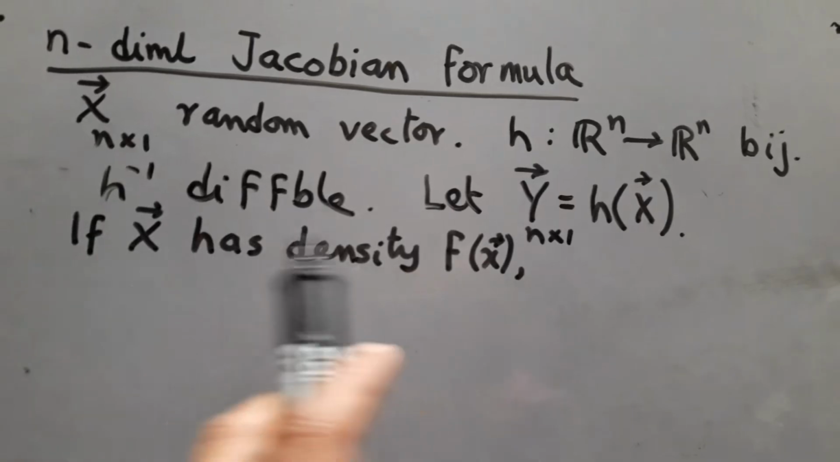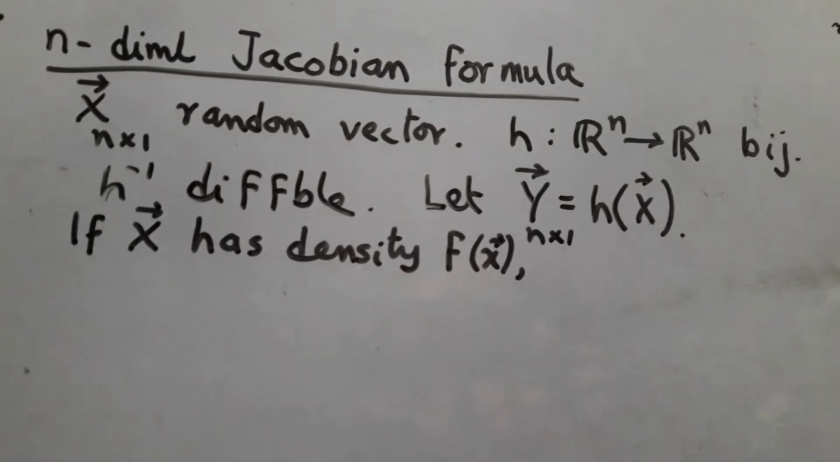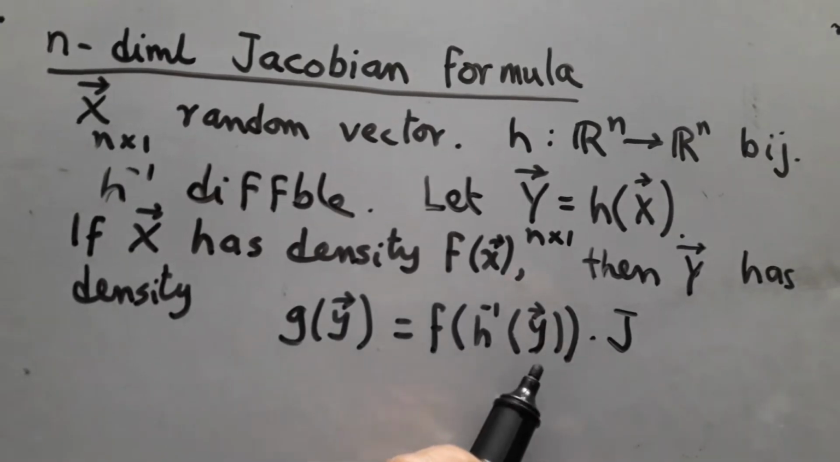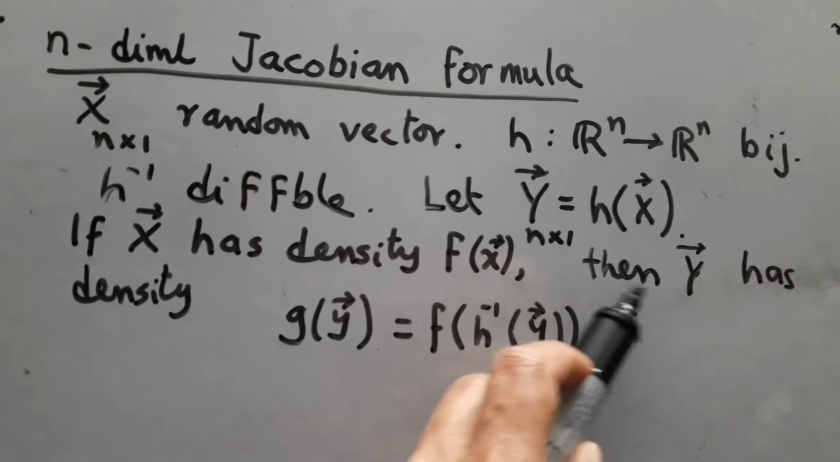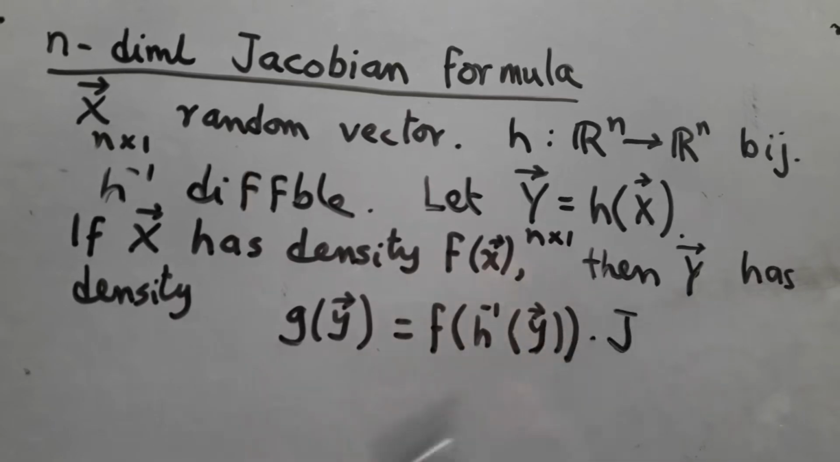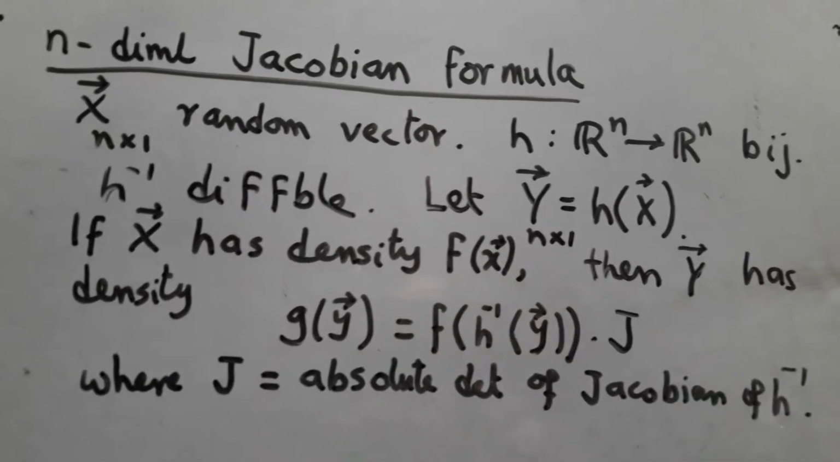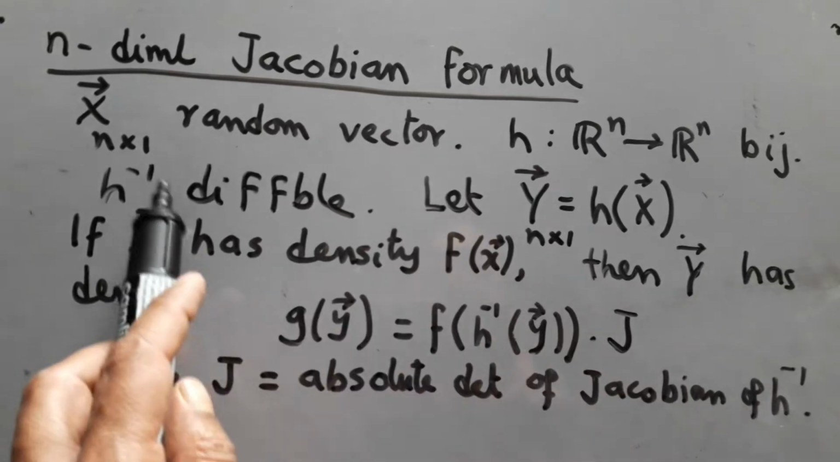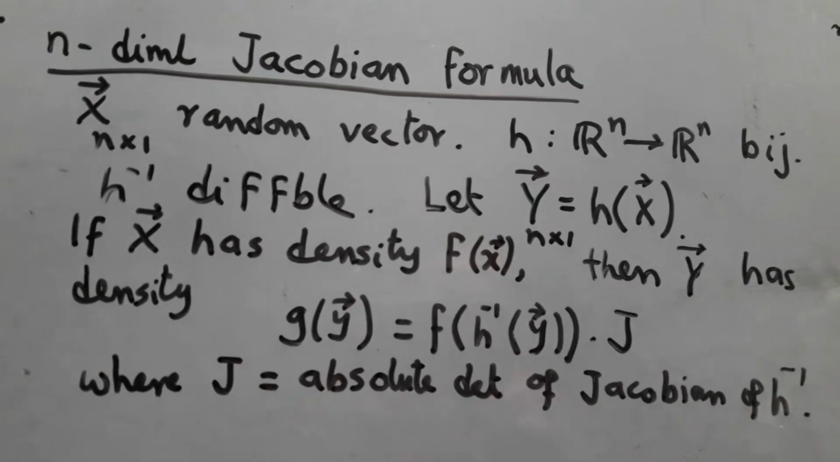Now if x has density f_x, then y has density g_y, which is f of H inverse of y, times a number j. This j is the absolute value of the determinant of the Jacobian matrix of H inverse, not of H, but of H inverse, because I have assumed H inverse is differentiable. So this plays the role of that absolute value derivative that we saw for the one-dimensional Jacobian formula.